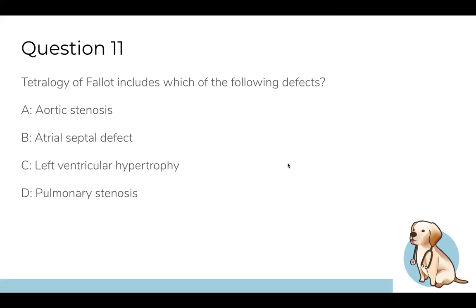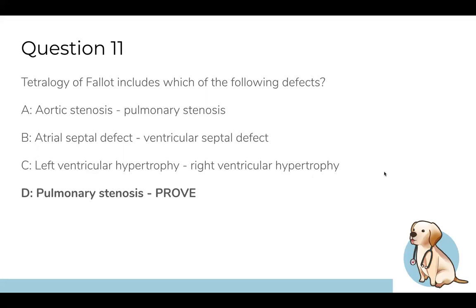Indeed, it is D. So I basically just changed all of them ever so slightly. Please remember that it is right ventricular hypertrophy and not left ventricular hypertrophy. It will make sense if you think of P is pulmonary stenosis, and then R is your right ventricular hypertrophy.